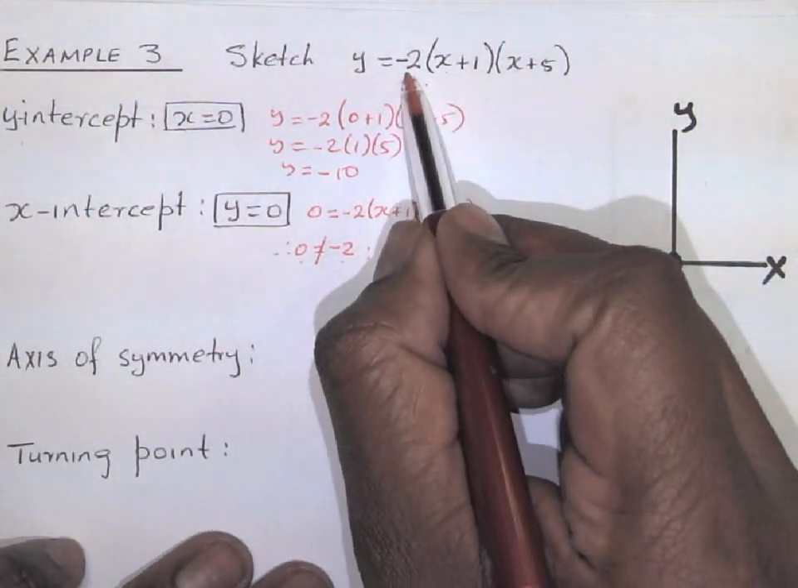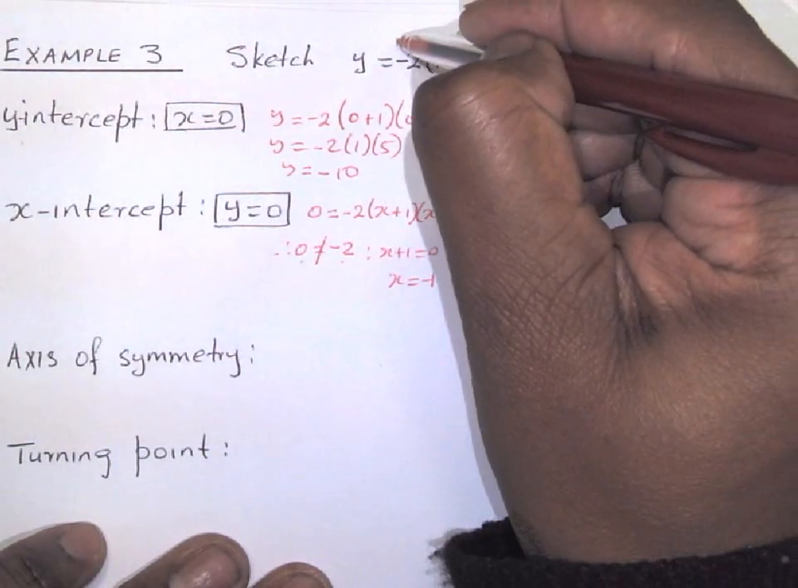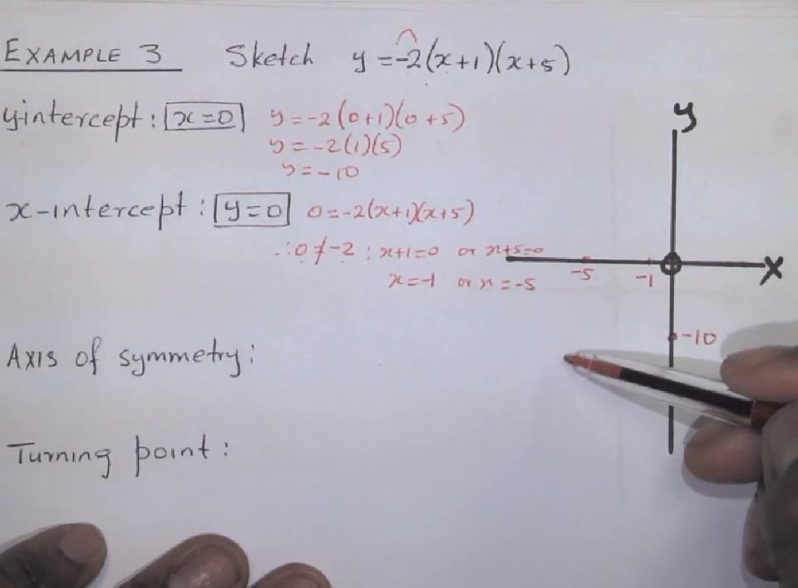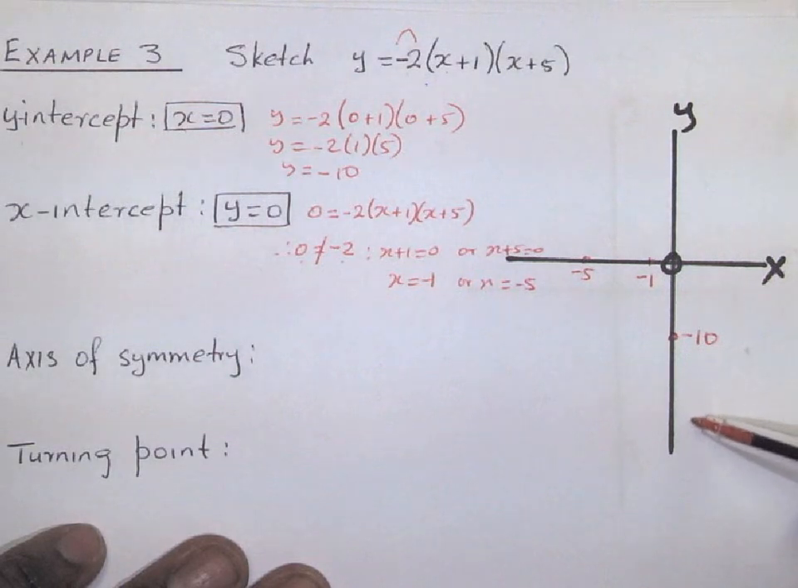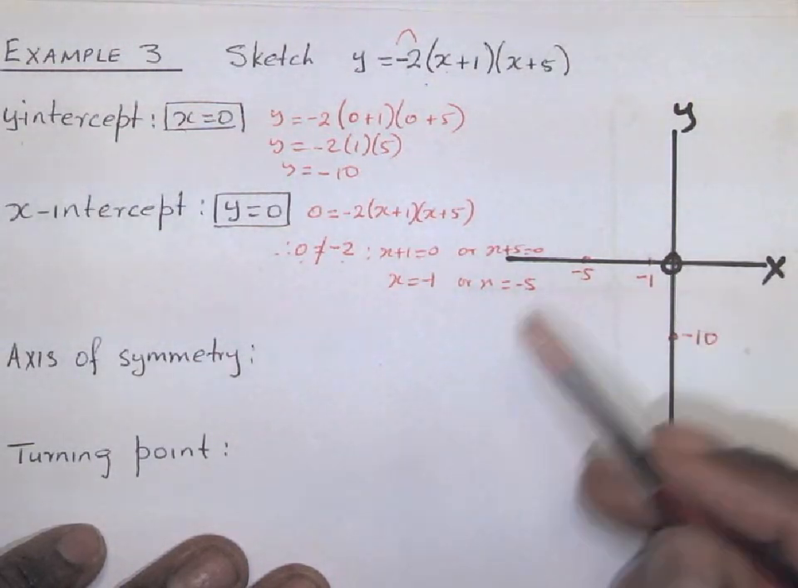Now note, this is negative. The graph will be shown pointing down like this. So we'll be drawing our graph going down like this. So we can work out the axis of symmetry, right?